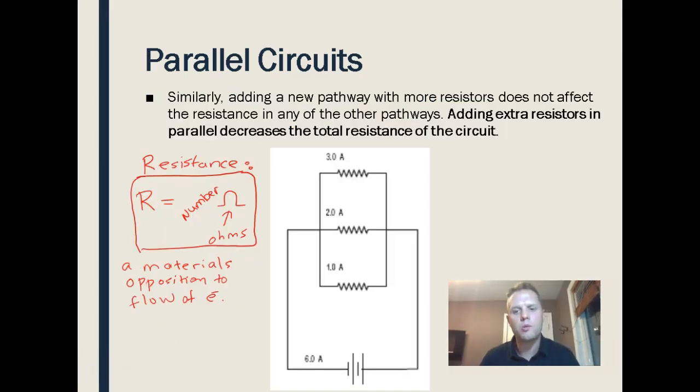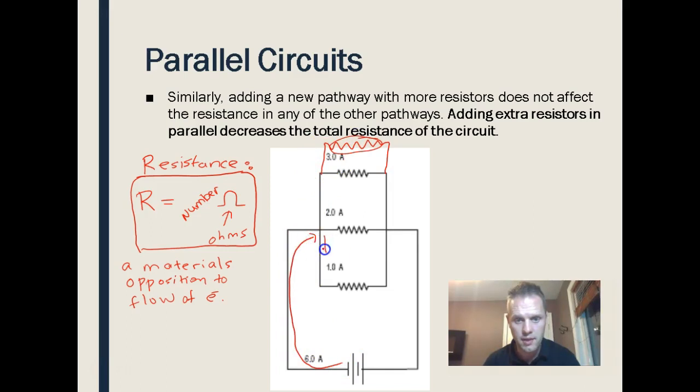Okay, now we're going to talk a little bit about resistance in parallel circuits. Resistance is a material's opposition to flow of electrons. So if we have a parallel circuit here, if we add more resistors, something interesting happens. We actually don't impact the resistance on other pathways. So if I add a pathway up top here and we add a resistor in there, it slows the electrons down.